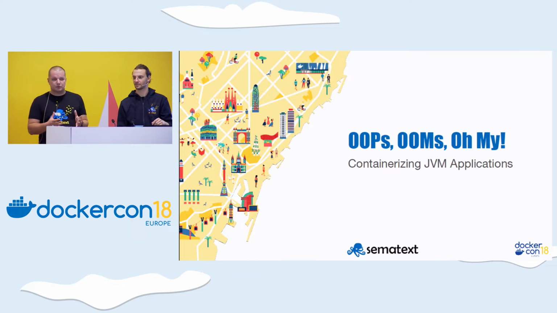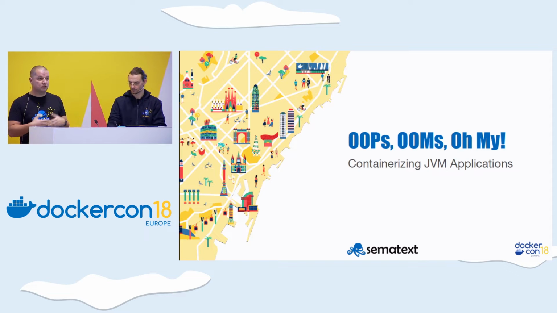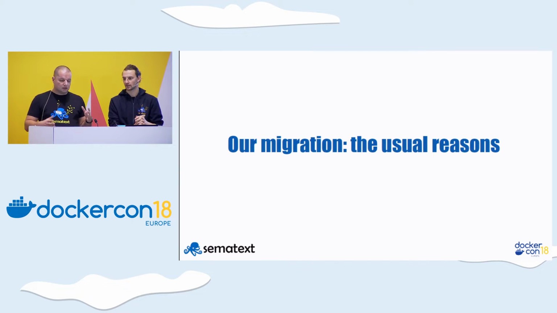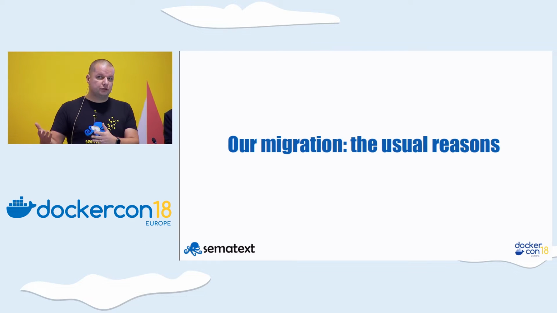So we containerized our JVM apps, and then it didn't go as it should, and we would like to tell you why and what to avoid in order to avoid the same mistakes that we and our client did. So our migration went the usual path, right?